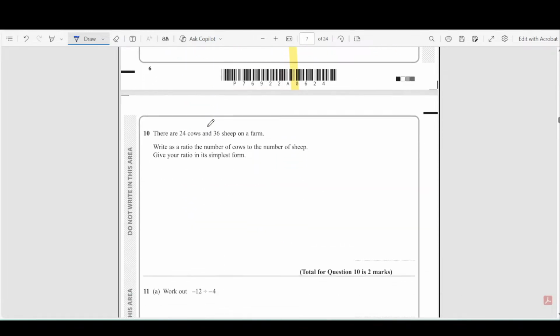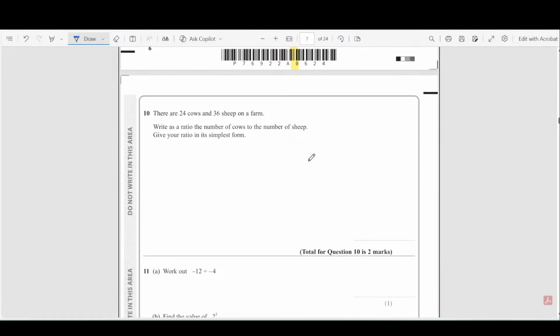Okay, let's go to next one. Next question is there are 24 cows and 36 sheep on a farm. Write as a ratio the number of cows to number of sheep. Keep your ratio in simplest form. Okay, so now what we need to do is 24 cows and 36 sheep. So we can write it as initial ratio as 24 and 36.